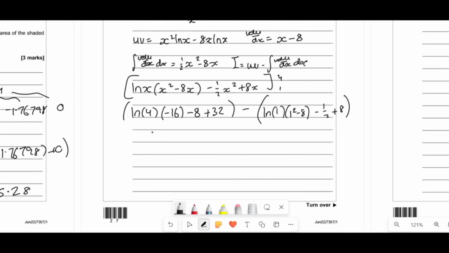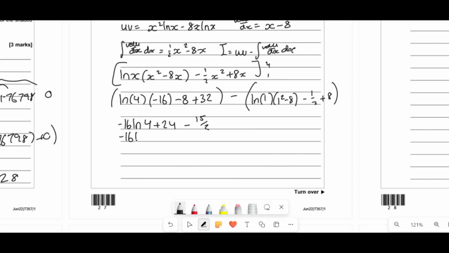So if I try and tidy this up now, well, it's going to be minus 16 ln 4, 32 minus 8, plus 24 minus, well, that becomes 0. So minus a half plus 8 is, what's that going to be? That's going to be minus 15 over 2. Sorry, plus 15 over 2, so it's going to be minus 15 over 2. So we get minus 16 ln 4, and then that's going to be what? 24 minus 15, so it's going to be plus 33 over 2.